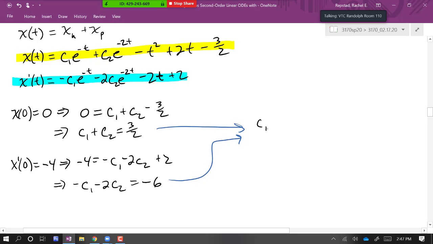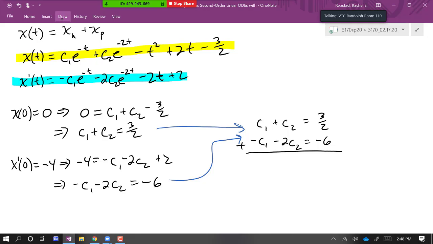I'm just going to rewrite these equations as I've written them here, one on top of the other. So now if I add them, then the C1s cancel each other out, and we end up with negative C2 is equal to, let's see, 3 halves plus negative 12 halves, which is negative 9 halves.